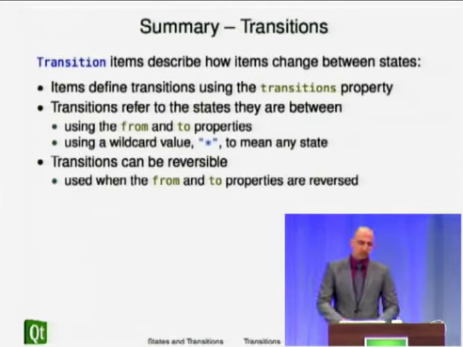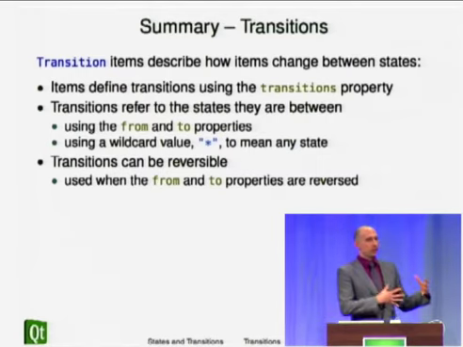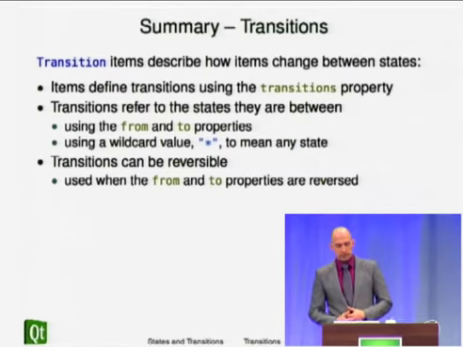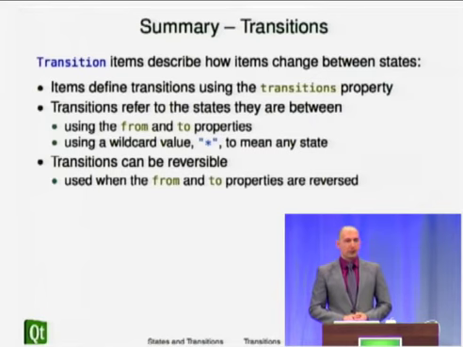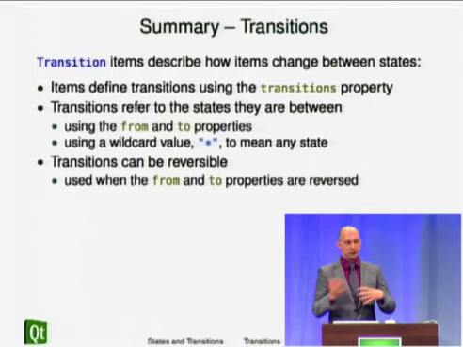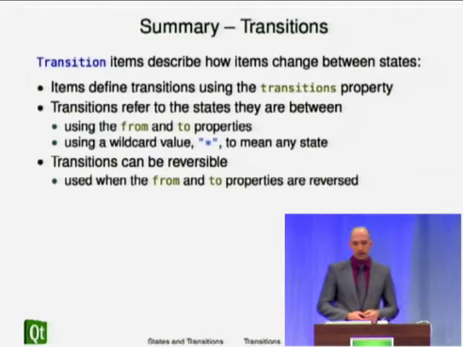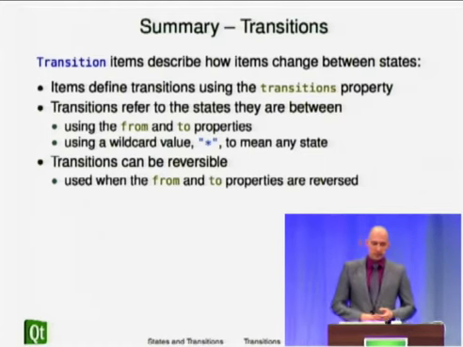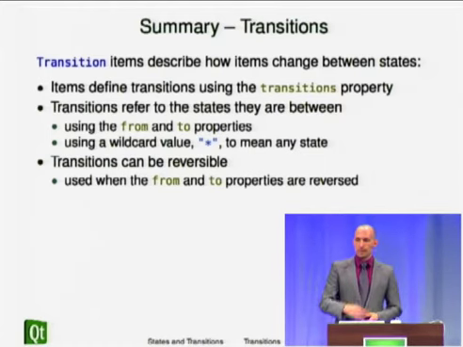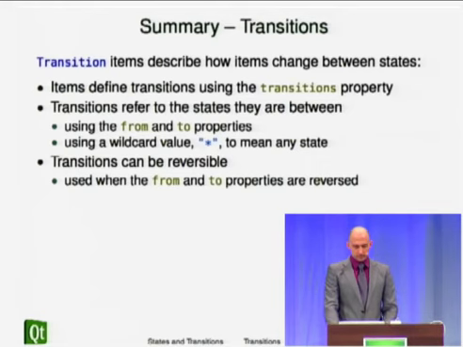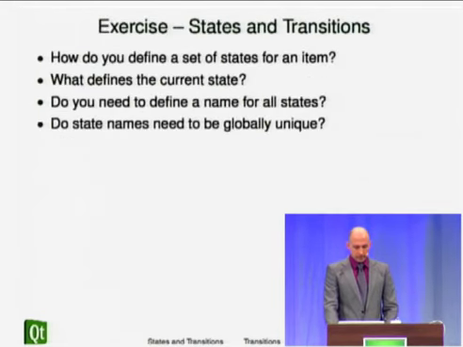Then we saw transitions. Transitions describe how you go from one state to another. There's again a plural transitions property, which you assign a list of transitions. And each of them generally has a from and a to, which says, okay, from this state to this state. If you mean all of them, you can have this wildcard, and they can be reversible. This was just alluded to on the previous slide, which means you can then use the same transition to go backwards.